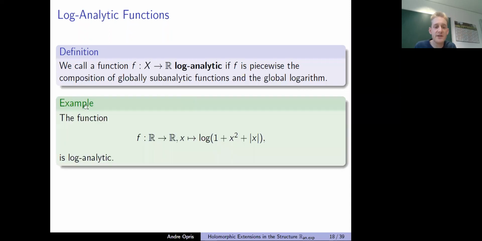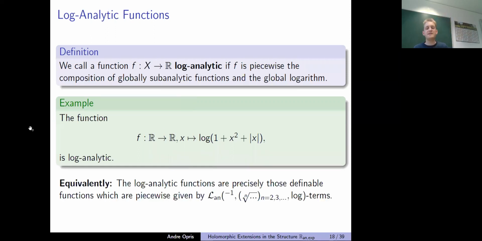So for example, this function here is a log-analytic function. Or you can also say that log-analytic functions are precisely those definable functions which are piecewise given by these terms here. So here this LAN from above, here this -1 for the reciprocal, here the nth roots, and here the logarithm. So these both notions are equivalent.